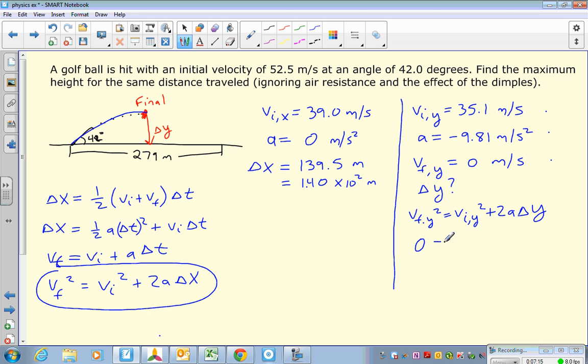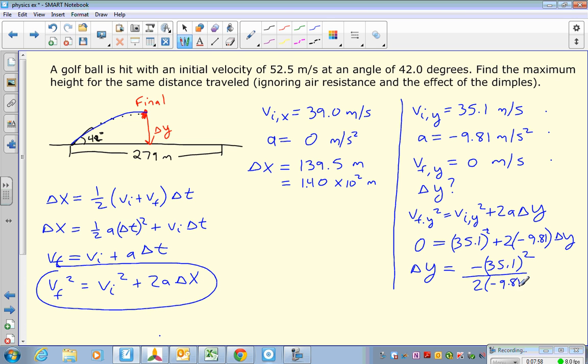0 squared is still 0. V initial, 35.1 meters per second. I'm going to not write my units just for simplicity's sake. Plus 2 acceleration, negative 9.81 delta y, what we're looking for. So now you have a simple linear equation. It's linear because this square ends up becoming a number. And if you solve this, you get that delta y equals negative 35.1 squared over 2 times negative 9.81.